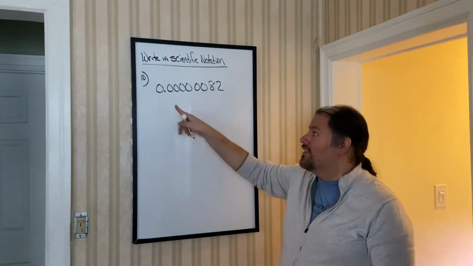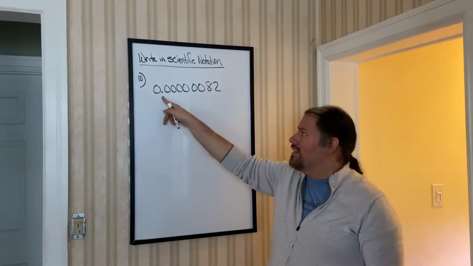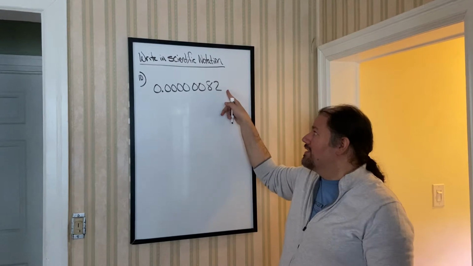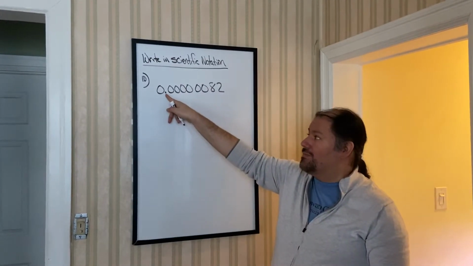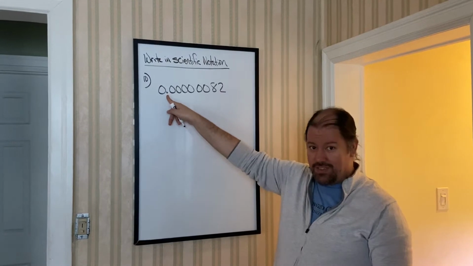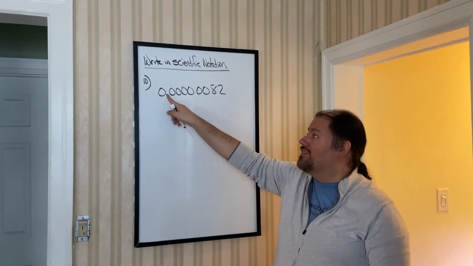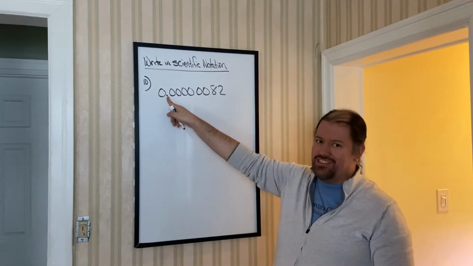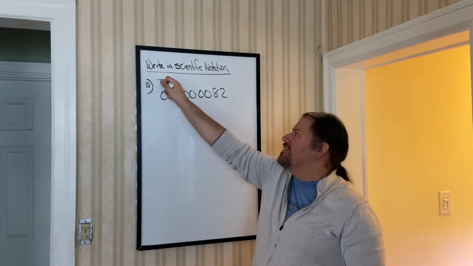Step 1 was find the decimal point in the original number. A lot of times, if you don't see a decimal point, it's at the very far right-hand side. But with this one, you can clearly see the decimal point is right here. So that's step 1. Step 2 is we need to move this decimal point behind the first digit that's not a 0.